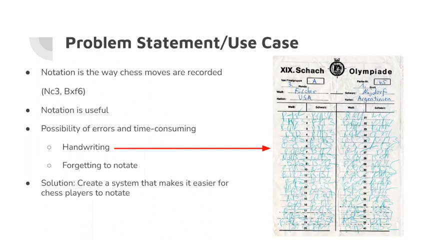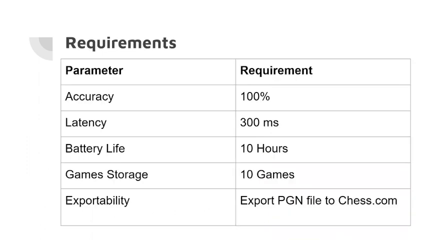Since notation is so useful, but it's in such a flawed system right now, we wanted to create a system that would make it easier for chess players to notate. Our solution then was to create a chessboard which would automatically write down the moves for you. In order to satisfy this, we created a set of requirements that would match our end use case for tournament players and casual players to be able to automatically record their chess moves.